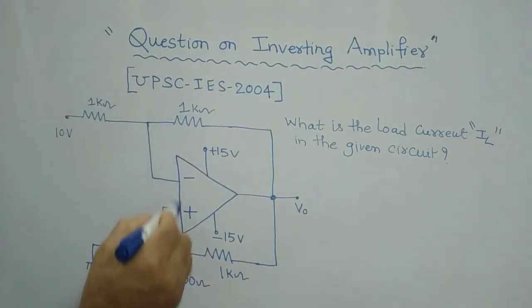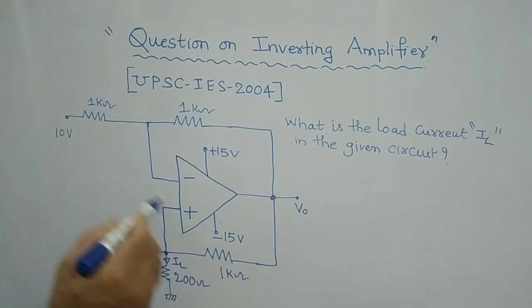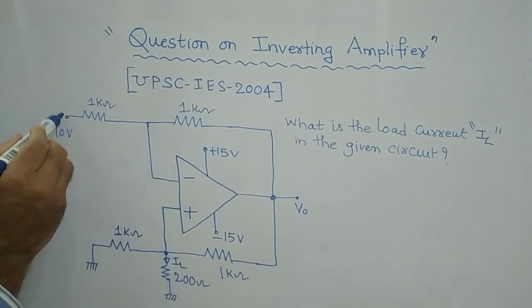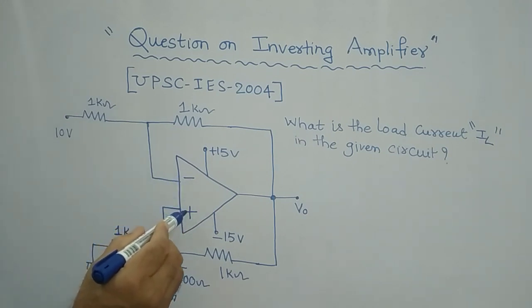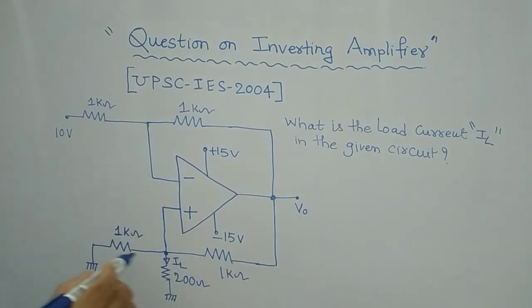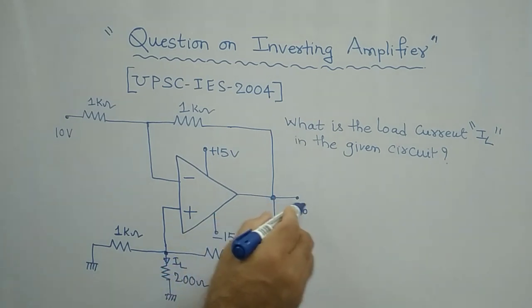This is the operational amplifier given. The input of 10 volts is applied to the minus terminal of the amplifier, whereas at the plus terminal the connection is given like this. There are three resistors, 1 kilo ohm, 200 ohms and 1 kilo ohm. They are connected in this fashion and connected to this V0.